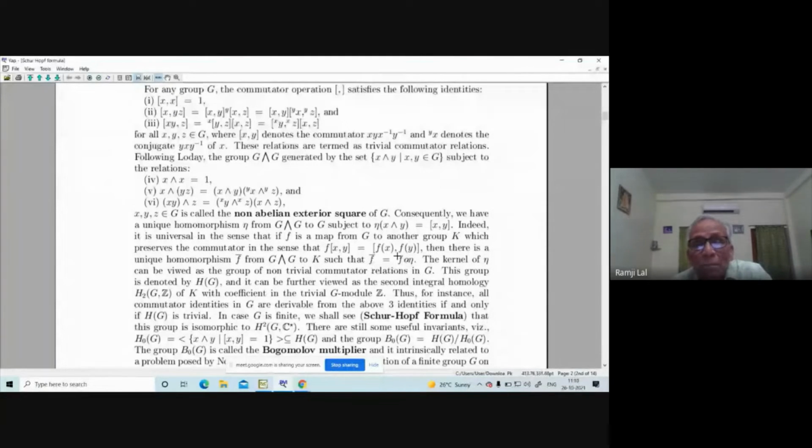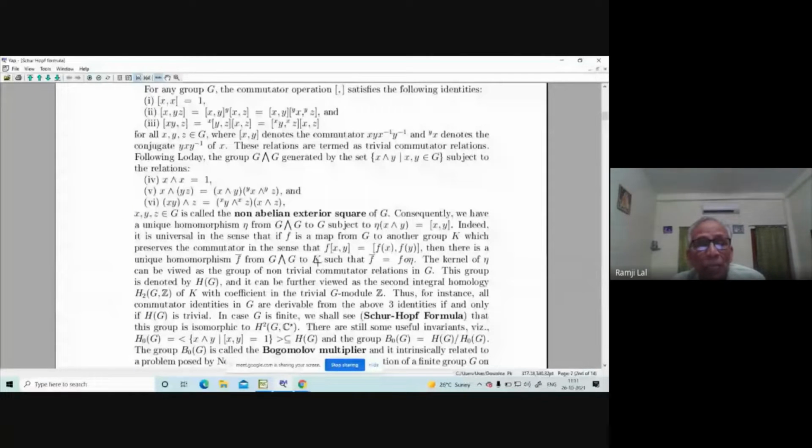So you see that a map from a group G to another group K, okay, right? So if you have any map from G to a group K which simply preserves the commutator, so it is some kind of weak homomorphism, then it is converted into a homomorphism from the exterior square of G to K. Just as you know, for example, in covering space theory, you have the lifting problem. So a similar thing is happening over here. So we have this homomorphism.